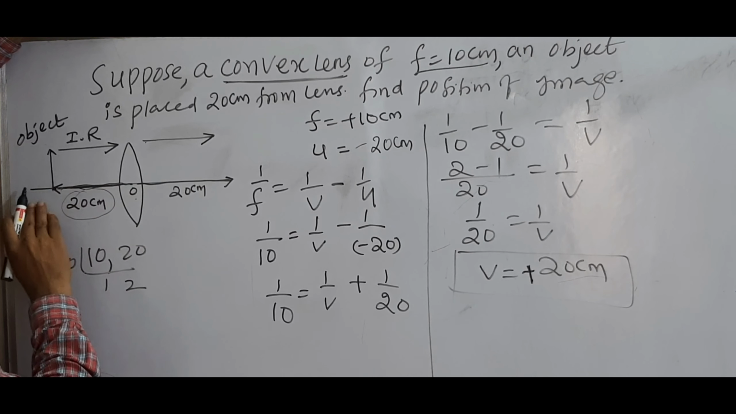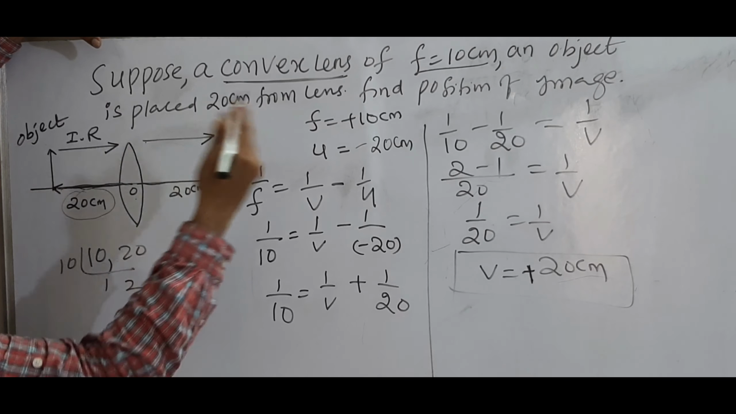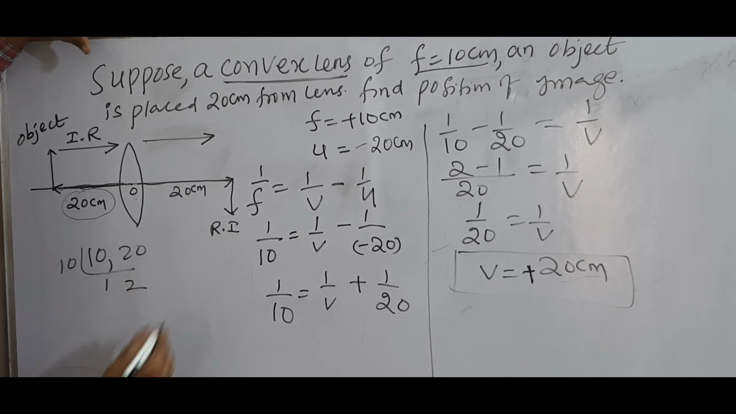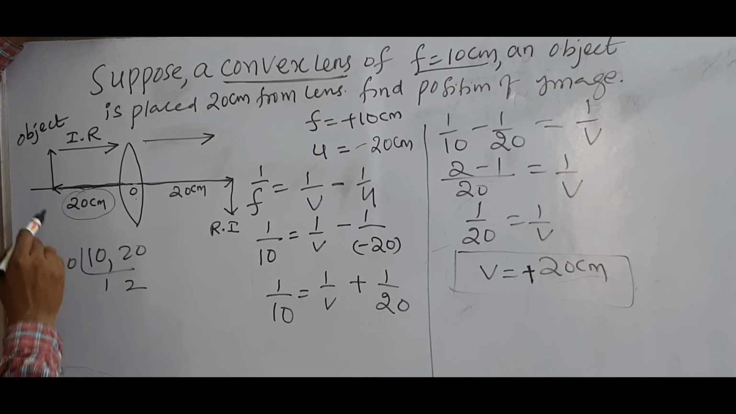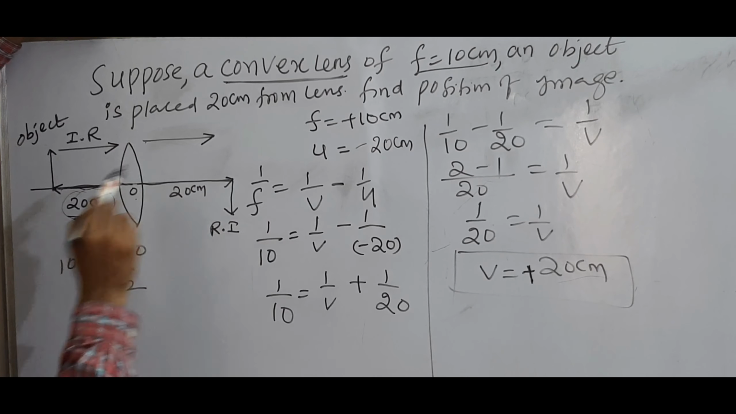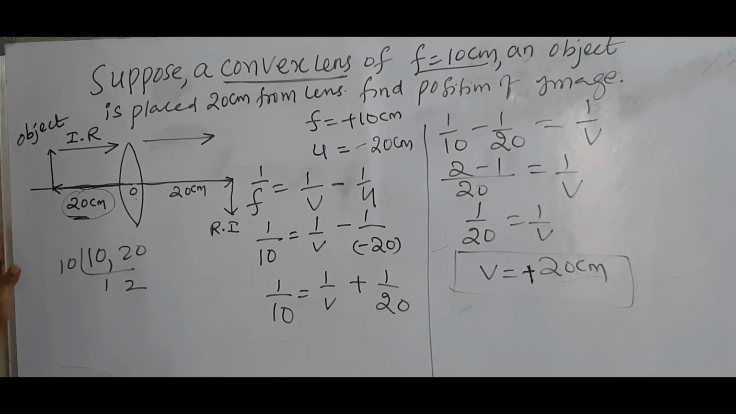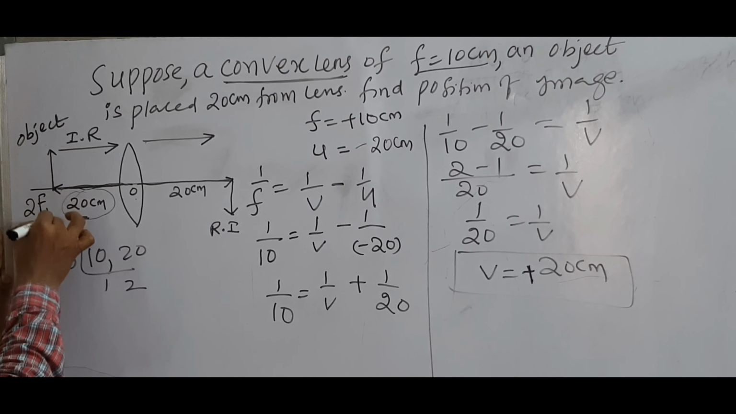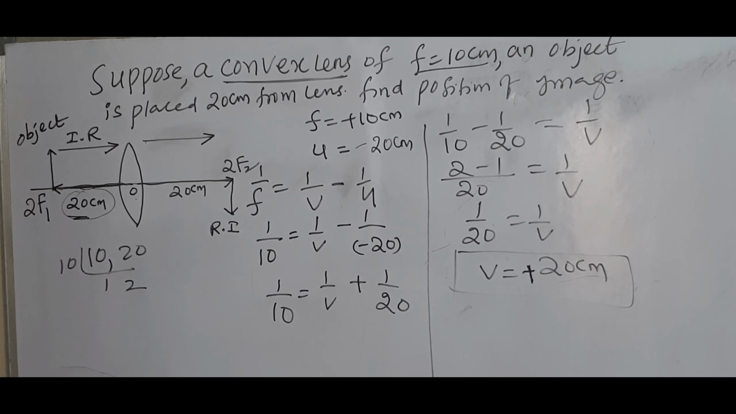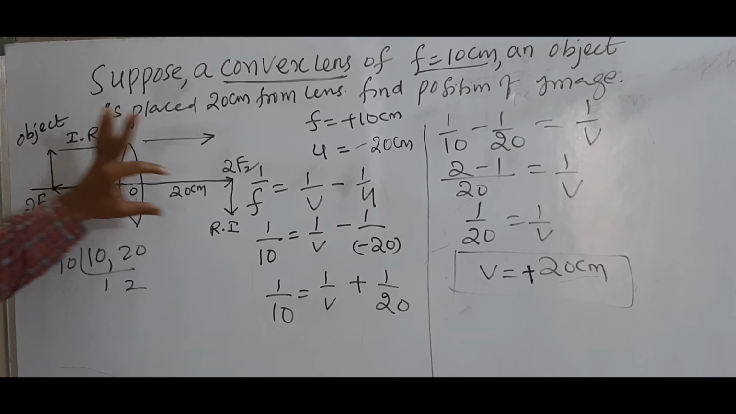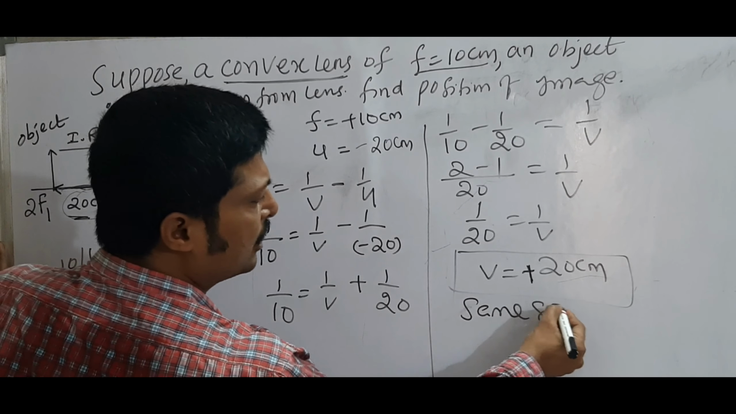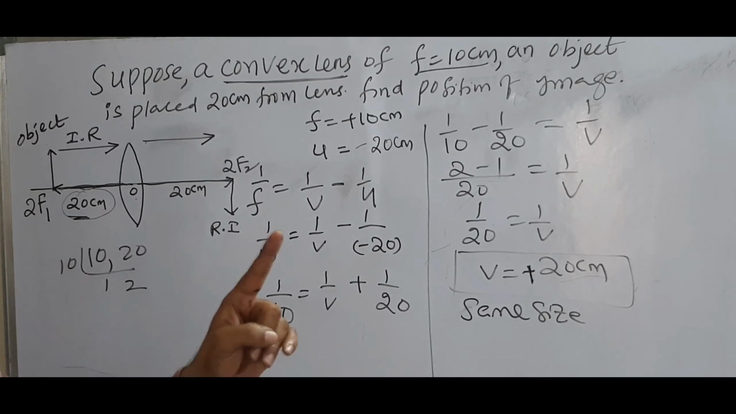So the object is on this side and the image is formed on the other side. So which image is this? Real and inverted image. Now here the object distance is 20 centimeters. Image distance is also 20 centimeters. That means the object is placed at 2f1 and the image is formed at 2f2. And if you observe the sizes, they are the same size. So this is the way of doing the problem.